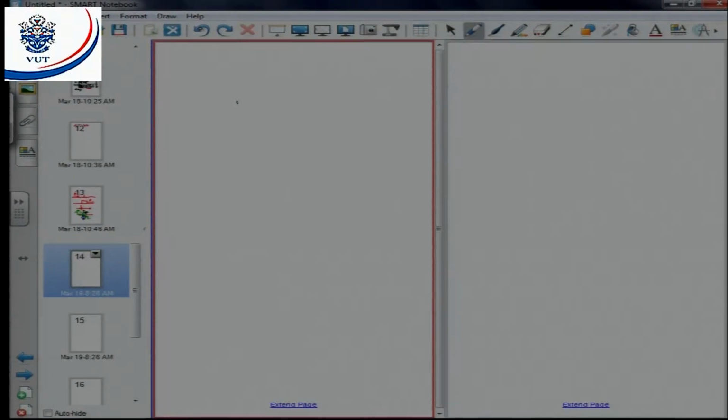Okay, hi everyone. So today we'll be looking at kinematics. So kinematics in one dimension. There's a few things that we are going to look at. So we'll look at examples.